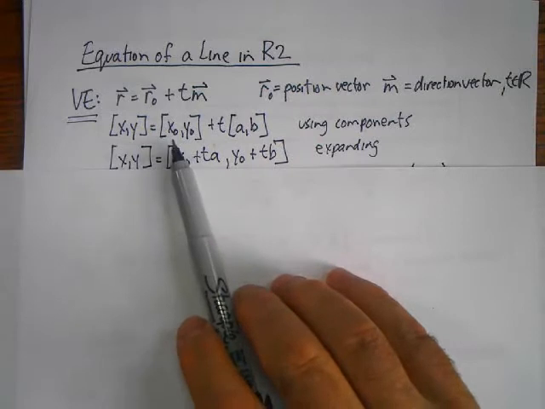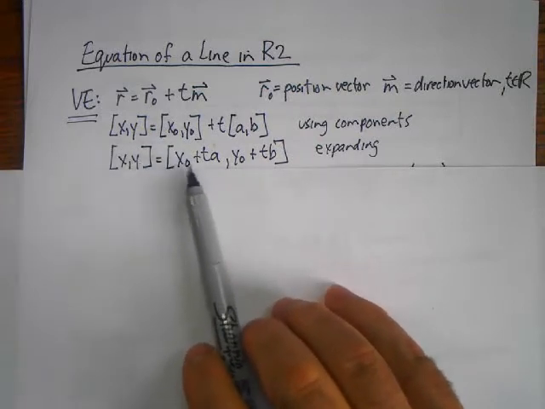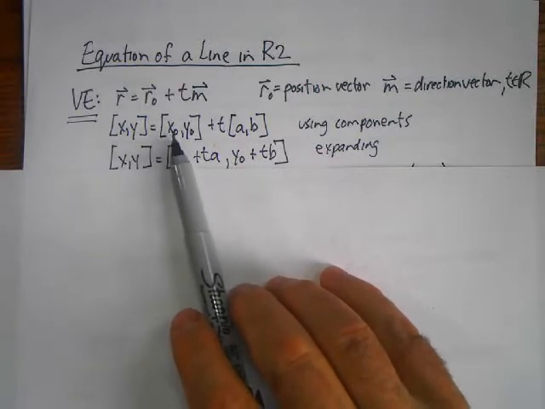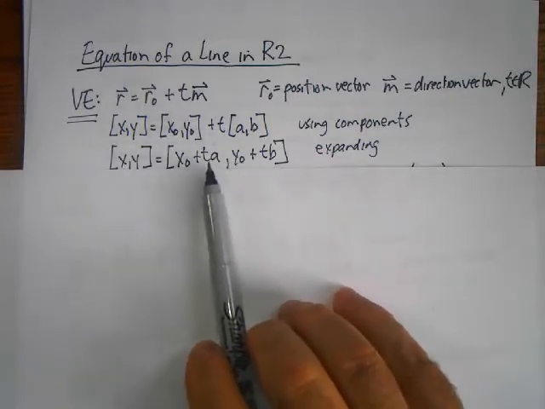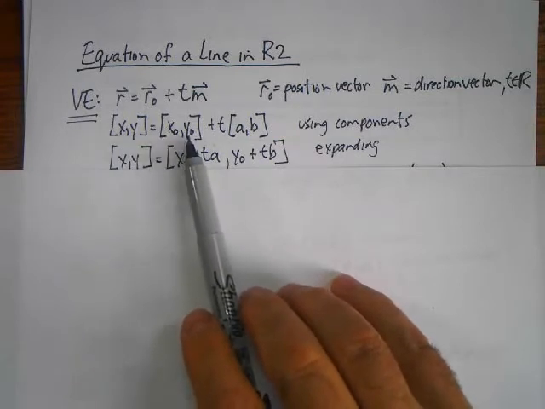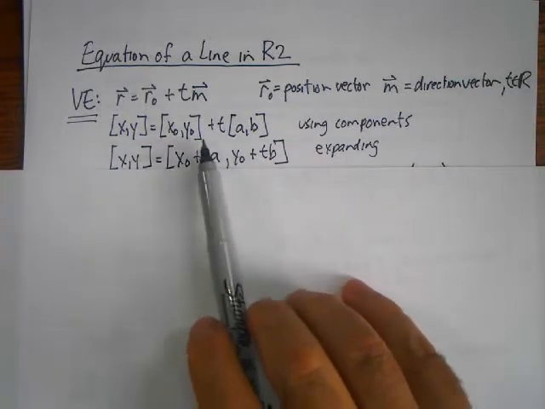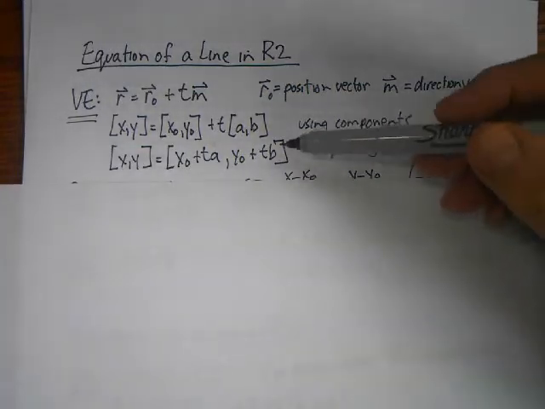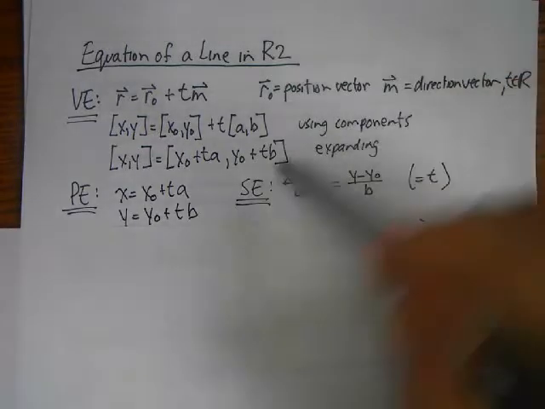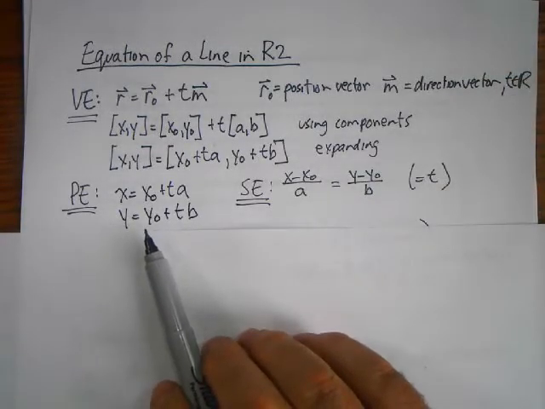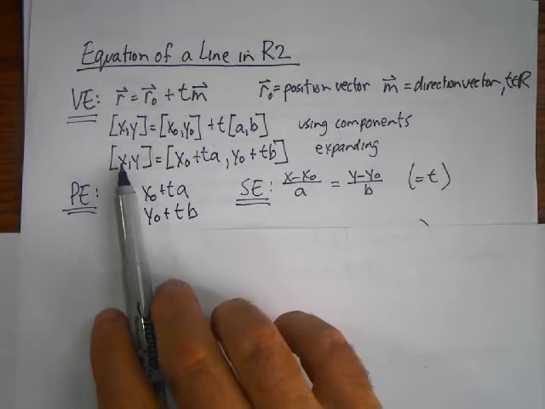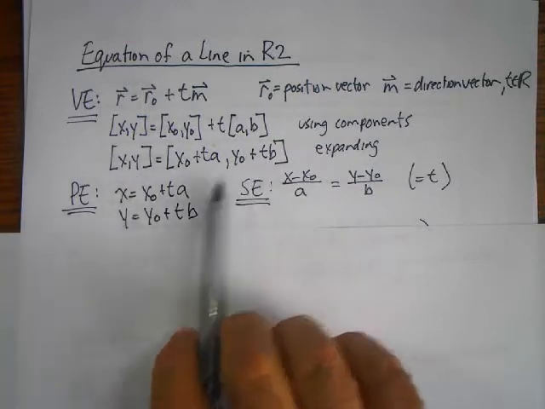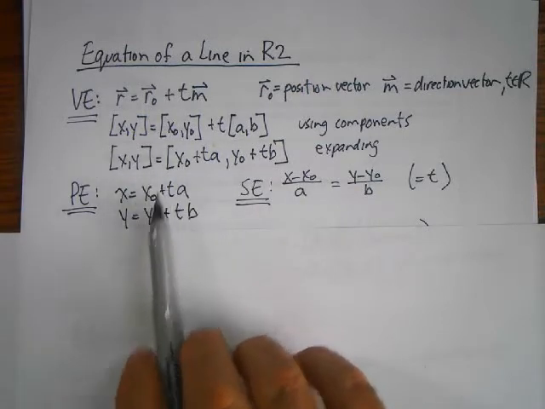If we expand the vector equation, the left side's the same. The x component will be x naught plus ta, and the y component will be y naught plus tb. So we've just broken that into a single vector here. Once we have it in that form, it's very easy to create parametric equations. We take each component: x is equal to x naught plus ta, and y is equal to y naught plus tb. Very straightforward from that version.